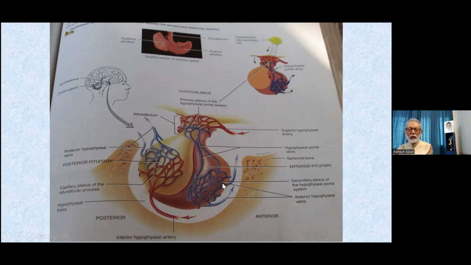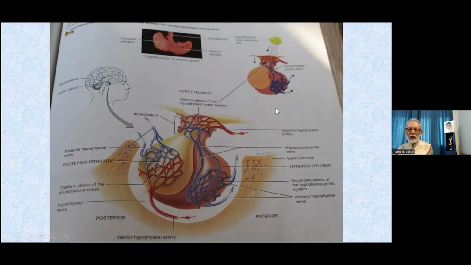But here in the anterior pituitary, these veins are breaking up, dividing, branching out into another set of capillaries, so that the releasing hormones which were brought from here are now released into the anterior pituitary and can have an action there. For example, if TRH, the thyrotropin releasing hormone, has been brought from the hypothalamus, that is released into the anterior pituitary, and this TRH will now stimulate the anterior pituitary to produce more of TSH, the thyroid stimulating hormone.